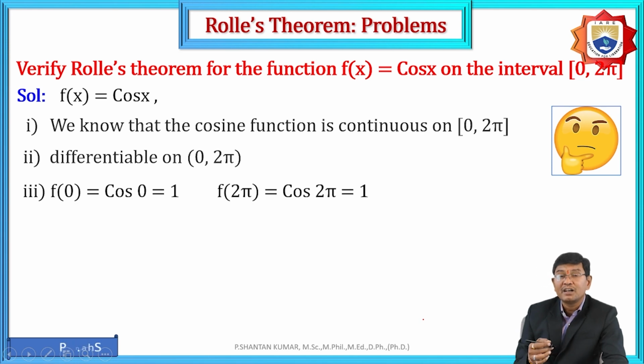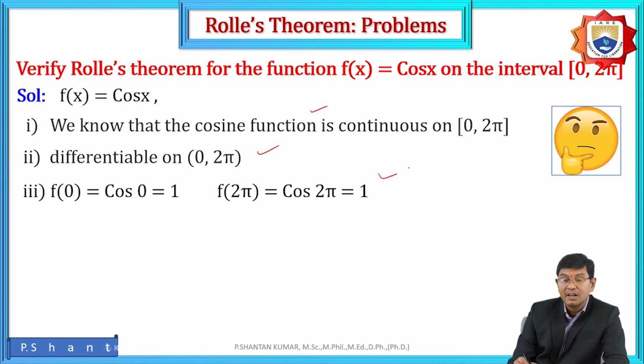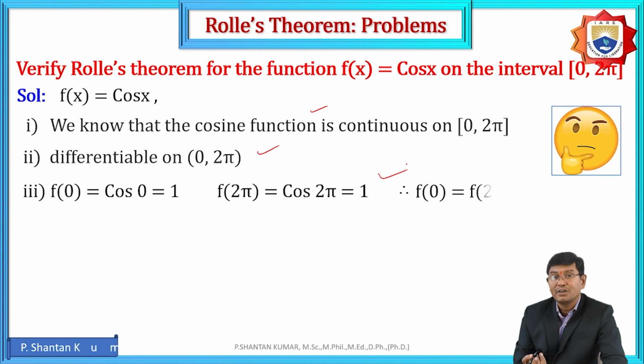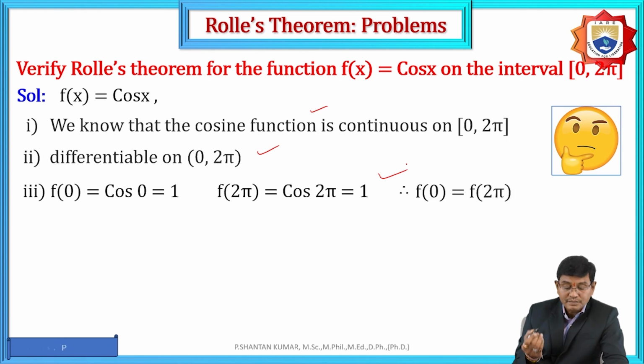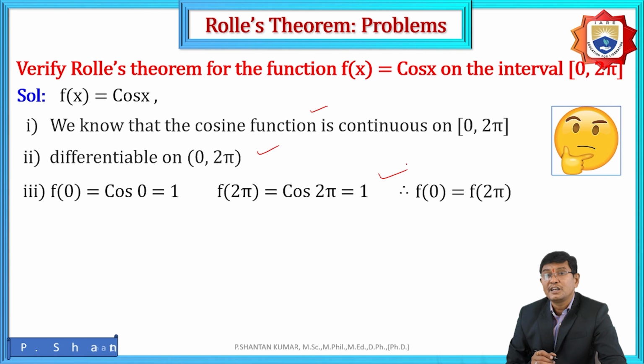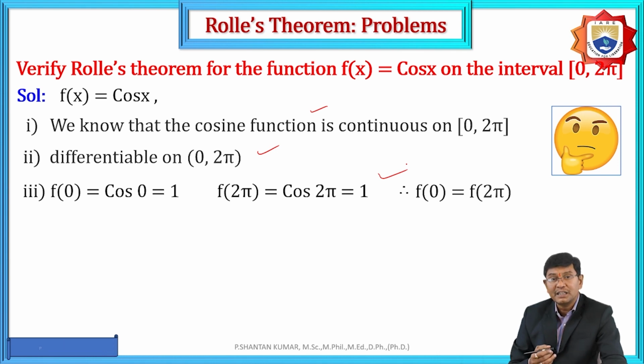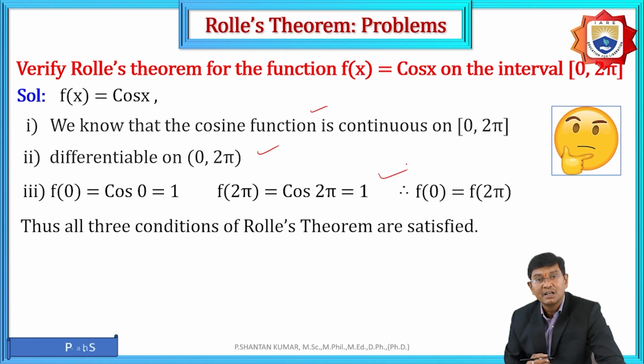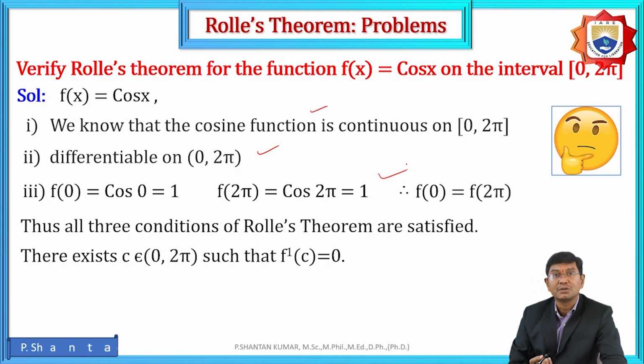And further, f of a is cos 0, which is 1, and f of b, cos 2 pi, is also 1. So f of a is equal to f of b. In conclusion, Rolle's theorem is satisfied. And if it is verified, then we need f dash of c is equal to 0. Here f dash of c means minus sin c is equal to 0, that is, sin c is equal to 0.